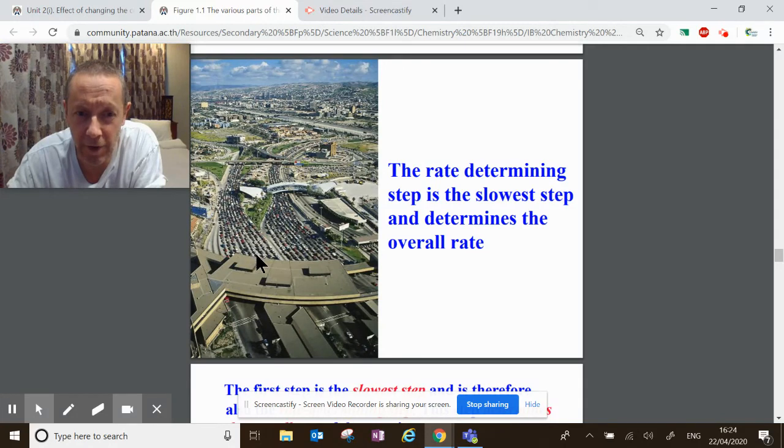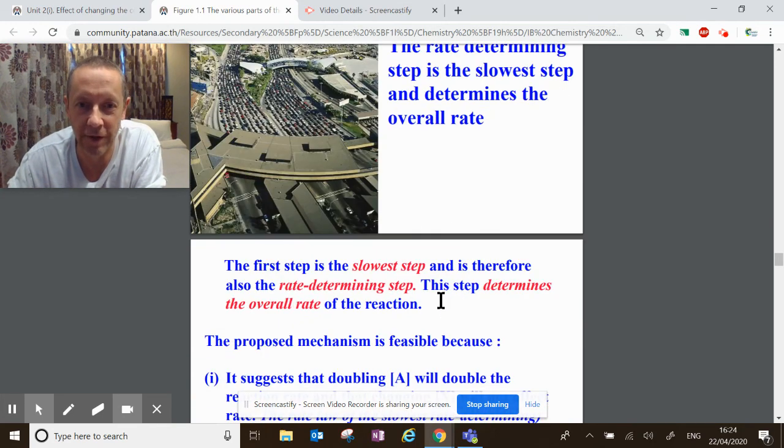So ever so slowly, an A will pop through and there will immediately be an X to react with it, and so you'll get a product. It's a bit of an abstract way of looking at it, but that's what that is. You'll see it in the PowerPoint yourselves when you're looking through.